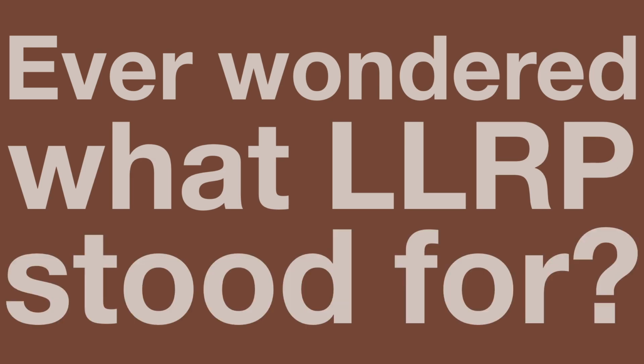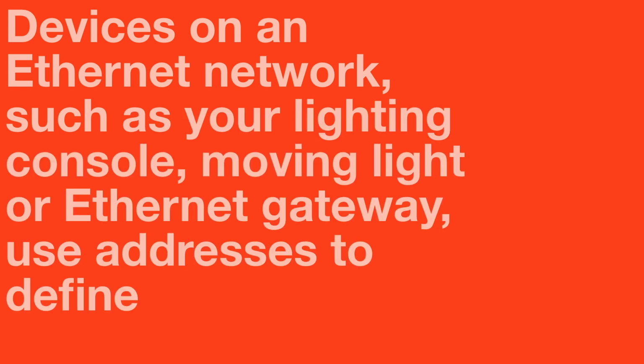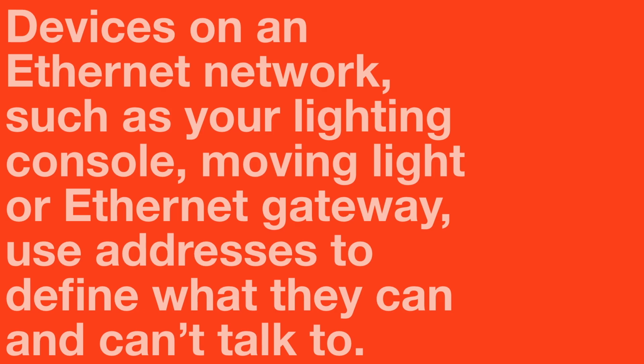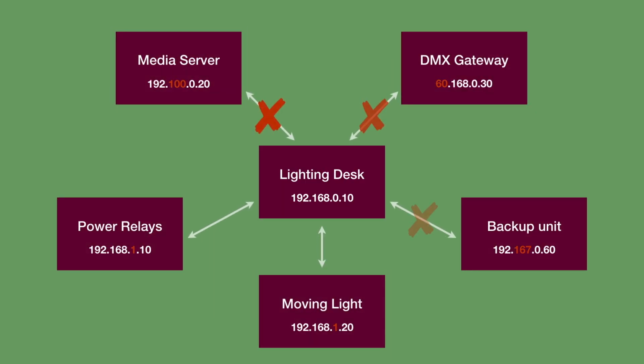Ever wondered what LLRP stood for? We thought not, but we'll tell you anyway. Devices on an Ethernet network, such as your lighting console, moving light or Ethernet gateway, use addresses to define what they can and can't talk to. If these addresses are configured incorrectly, devices will have difficulty communicating.